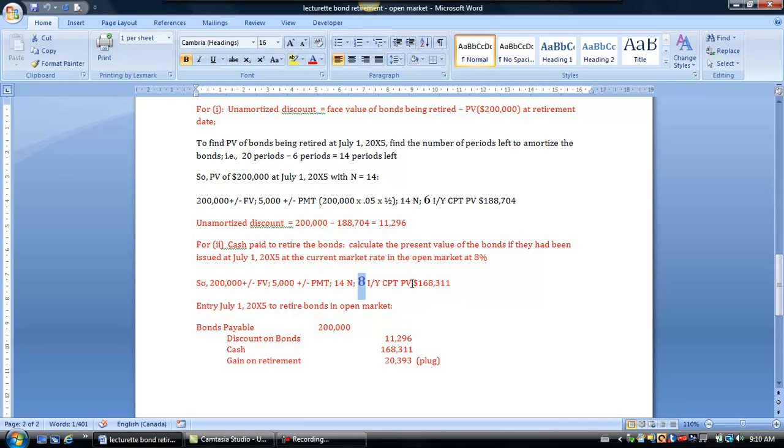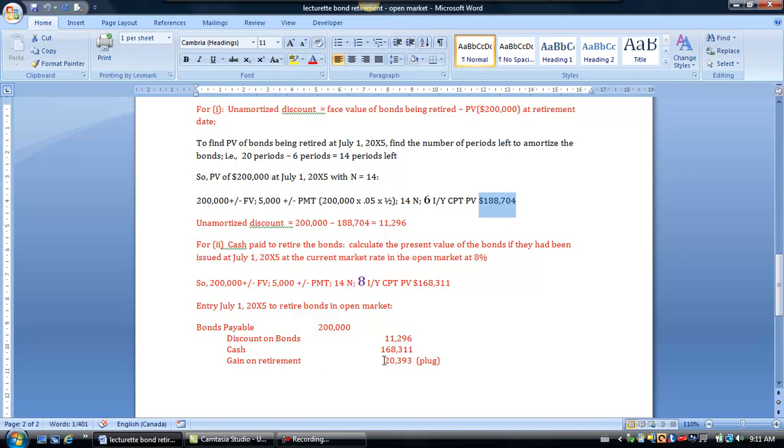So when I compute the present value, I've got $168,311. So therefore, if you think of it logically, I have bonds that are present valued based on my original yield at $188,704. I'm going to pay out $168,311 in cash to settle a debt that I have present valued at $188,704. Makes sense to me that I should have a gain on that retirement, right? And I do. So what am I going to do for the journal entry?